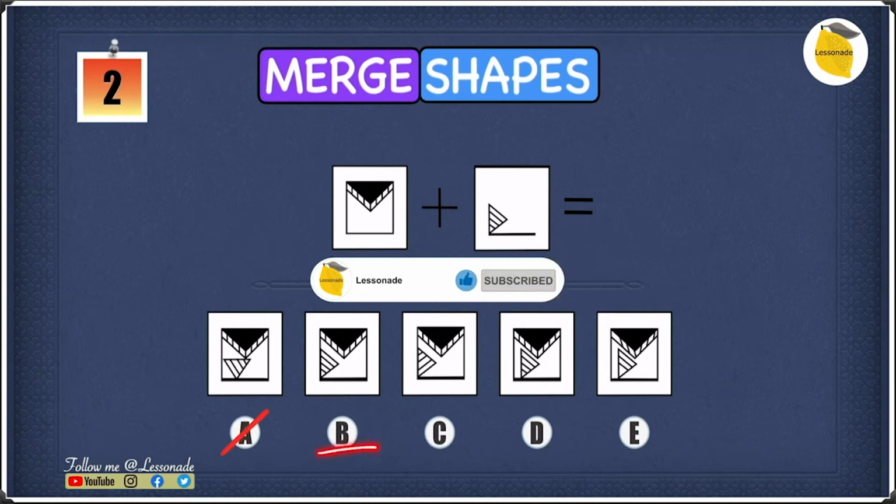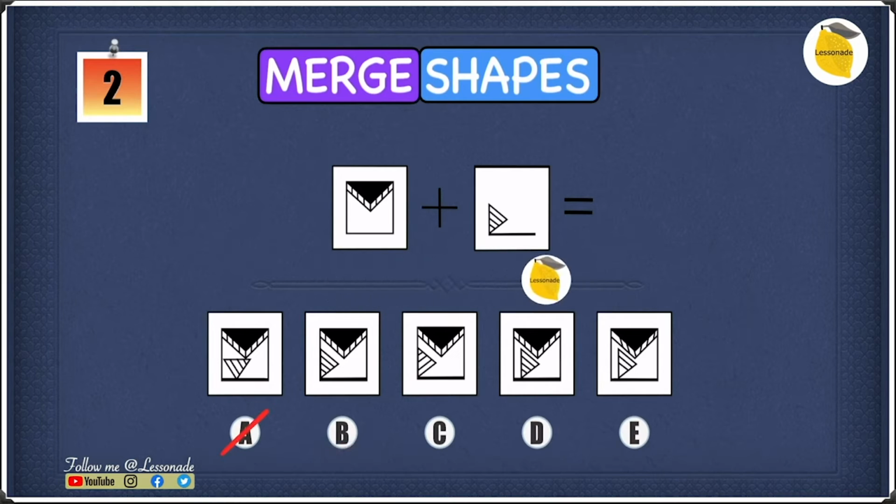So let's move to B. So let's do the same thing with B. So in B, let's start with shape 1. We have the square, the triangle shaded in black, and the stripy pattern. Everything in shape 1 is right there, so that's fine. Let's move to shape 2.